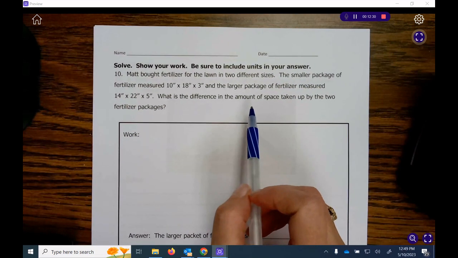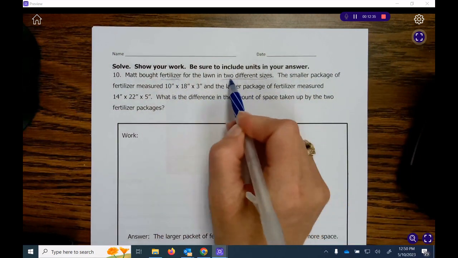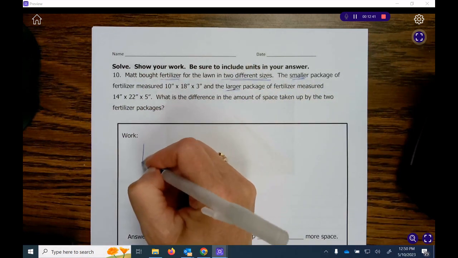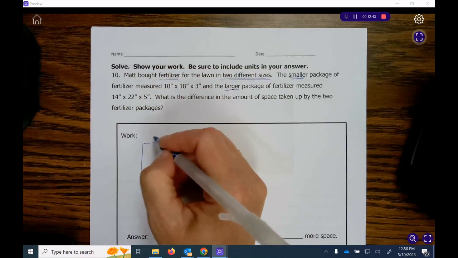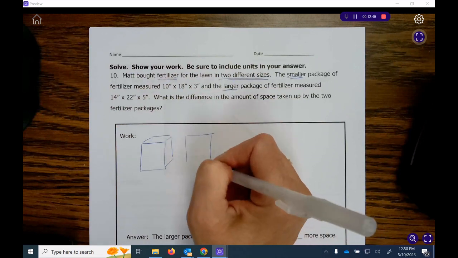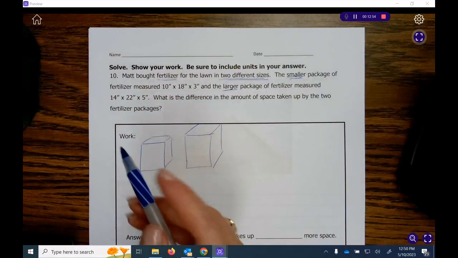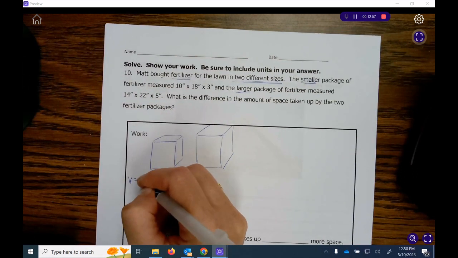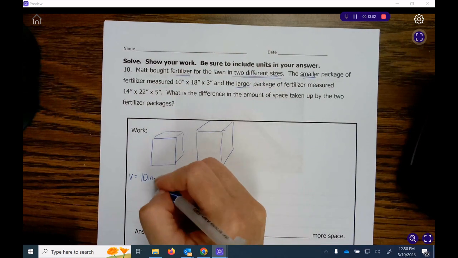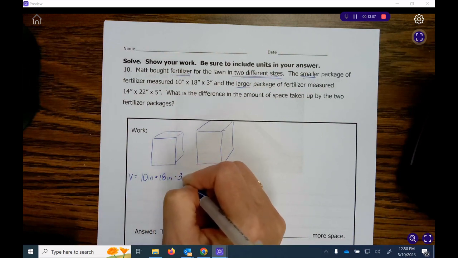So we're going from shoe boxes to fertilizer. All right, so he buys fertilizer, 2 different sizes. There's a smaller size and a larger size. So I'm going to draw my smaller box and my bigger box. Now the smaller package is going to be 10 inches. Now you can use a dot for multiplication. I'm going to use a dot. 18 inches times 3 inches.